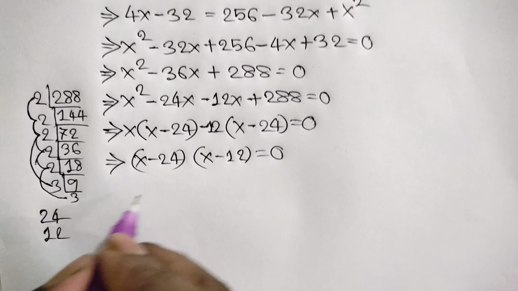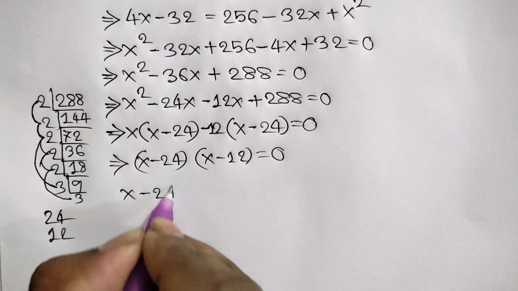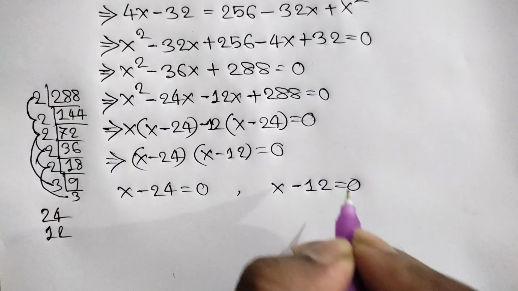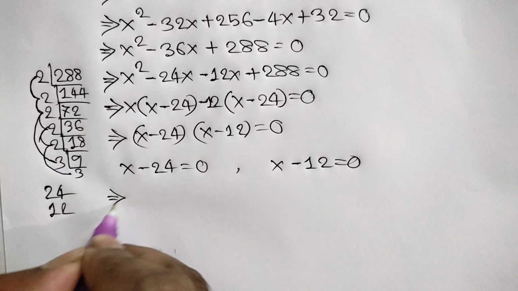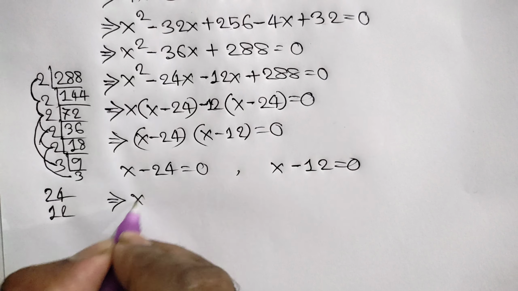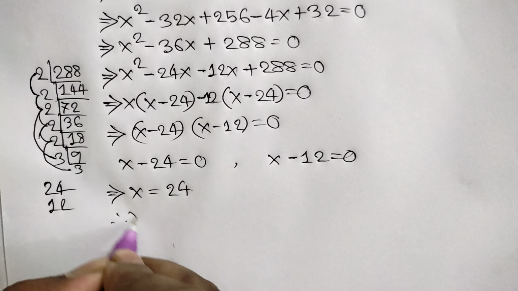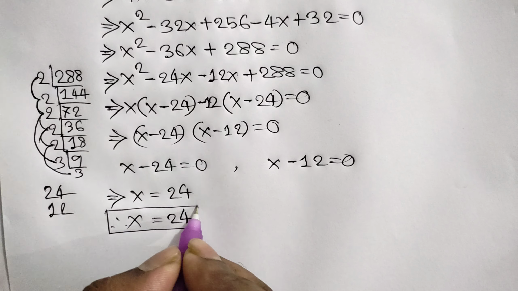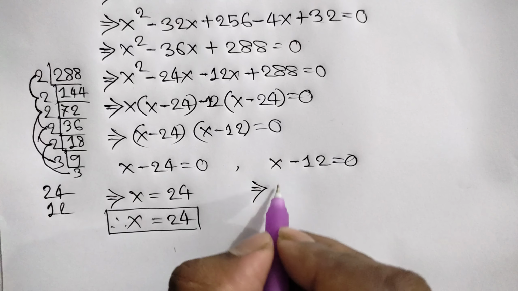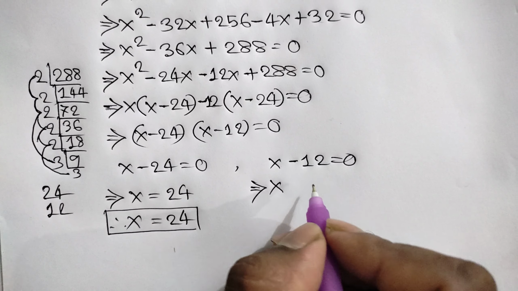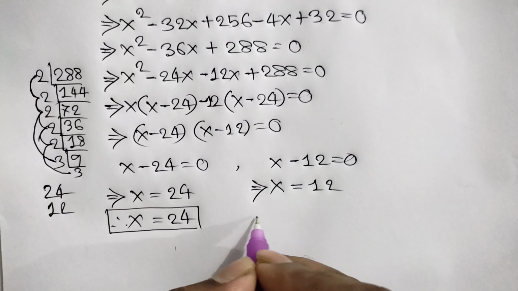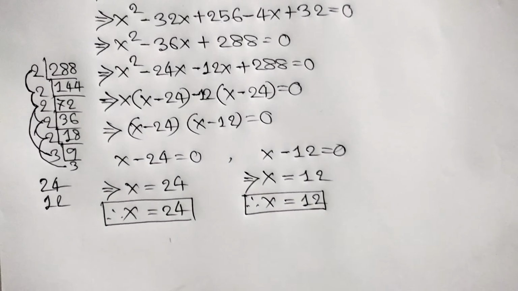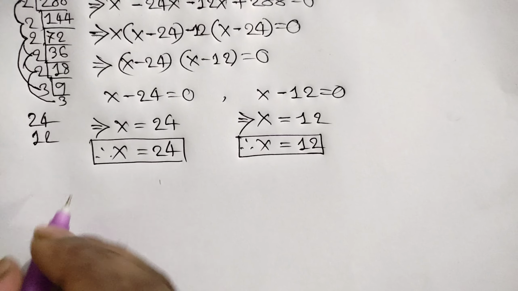Now from here we have two solutions, so we can write x minus 24 is equal to 0 and x minus 12 is equal to 0. Taking this negative 24 to the right side, we will get x is equal to 24. So the first solution is x is equal to 24. Taking this negative 12 to the right side, we will get x is equal to 12. So the second value of x is equal to 12. Now check what is the right answer.